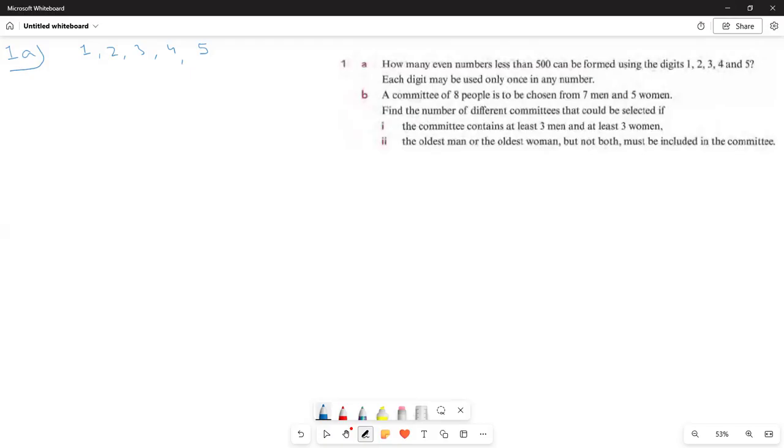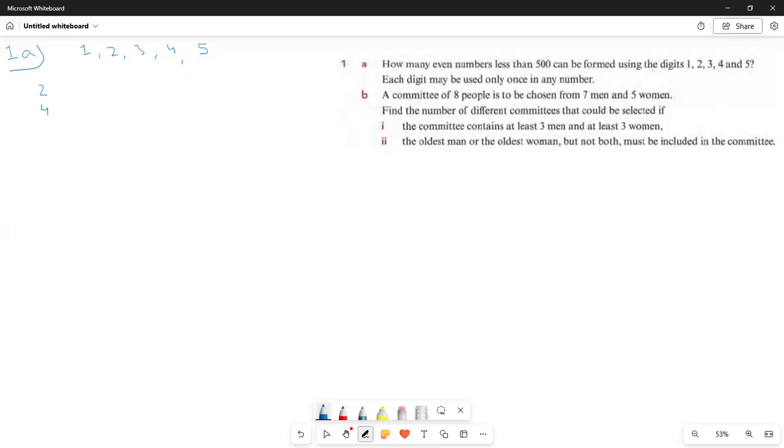Okay, so this is not a big problem, so I will try to do it exhaustively, without using any formula. Let's try to write down all the even numbers. Let's start with the single digit even numbers. So single digit even numbers using these 5 numbers can be two numbers only, 2 and 4, right?